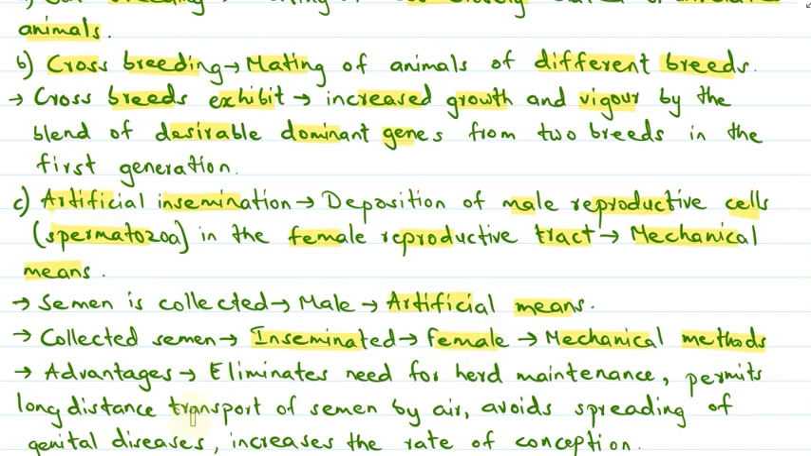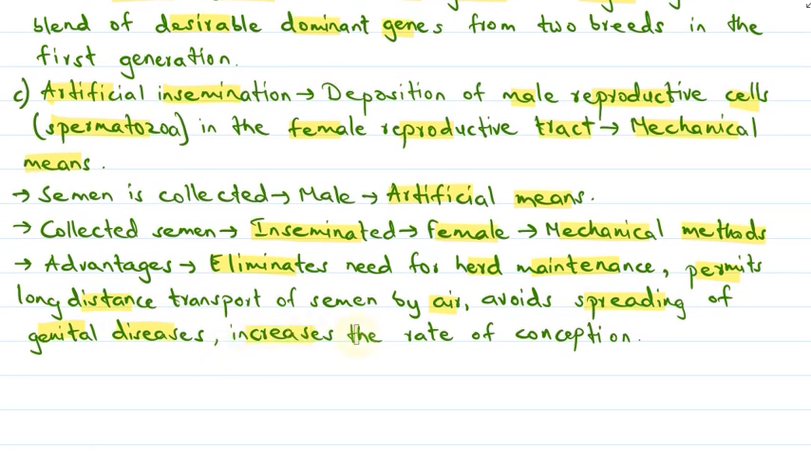So there are certain advantages of performing artificial insemination. This procedure helps to eliminate the need for herd maintenance. It permits long distance transport of semen by air. Then it avoids spreading of genital diseases, and it also increases the rate of conception. Further, this method also helps in better recording. It permits the use of semen from injured and old bulls and provides a chance of detecting any genital abnormalities or pathological infection and inflammation in cows.